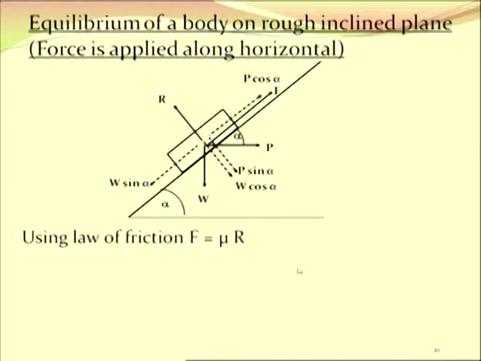Now we know the law of friction, that is F is equal to mu into R, and that value we are putting in the earlier equation. The earlier equation is P cos alpha plus F is equal to W sin alpha. We are putting the value of F inside it. So P cos alpha plus mu into R equals W sin alpha.